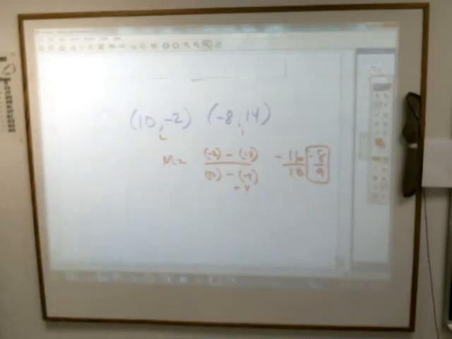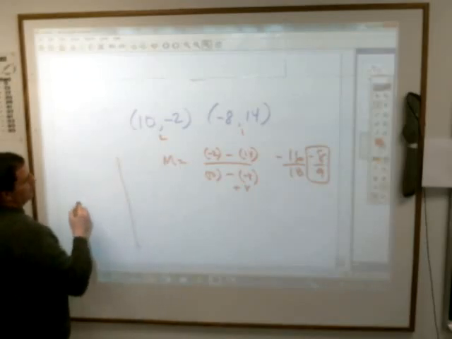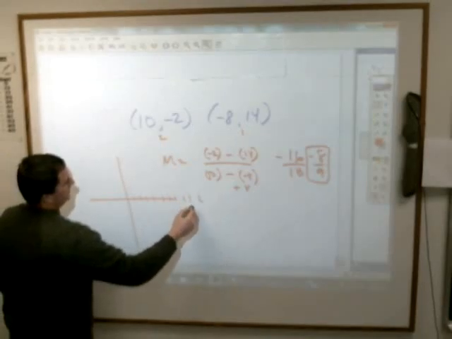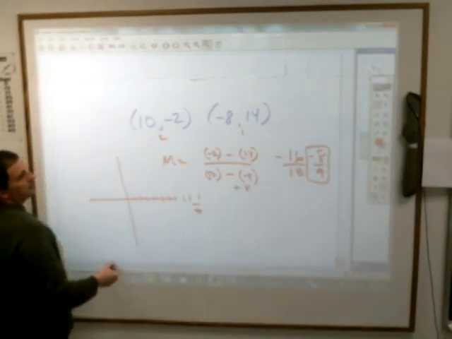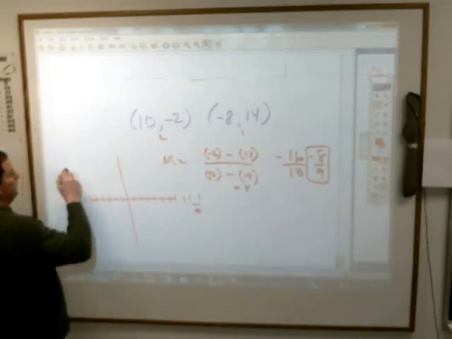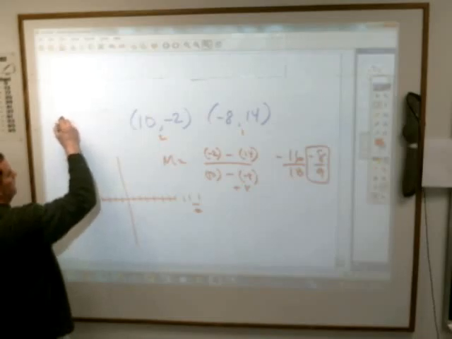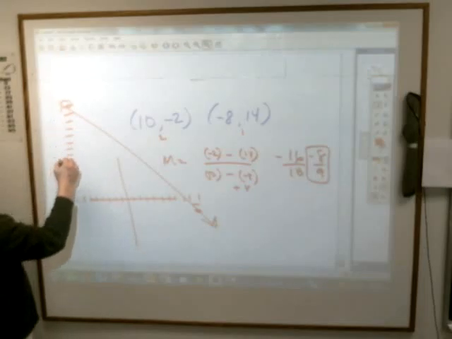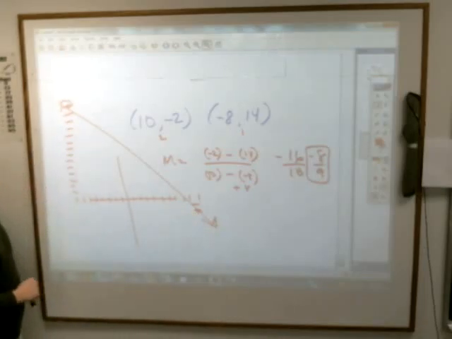No, I was just trying to get you to see the connection between one and the other. If you did do the graph, it would look like this. 1, 2, 3, 4, 5, 6, 7, 8, 9, 10, negative 2. And negative 8, 1, 2, 3, 4, 5, 6, 7, 8, 9, 10, 11, 12, 13, 14. Here's the line. And it would just be a little cumbersome to draw this whole triangle and count all those squares. Does that look like a -8/9 slope to you? Sure it does.